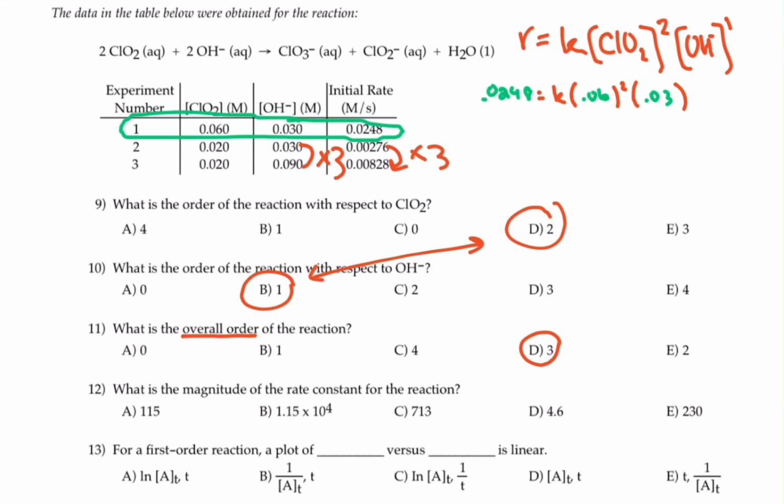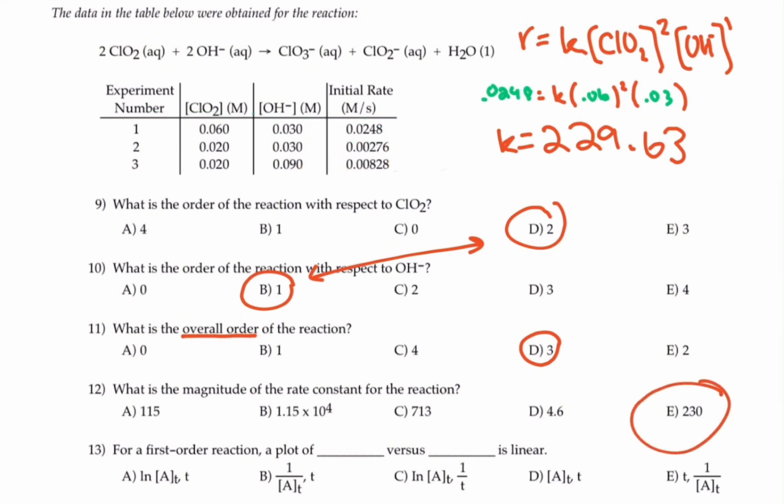Alright, I just plugged the experimental values into the equation, and now all you have to do is algebraically solve for K. I solved it using the calculator, and I got K equals 229.63. And looking at the answer choices, E is the closest.